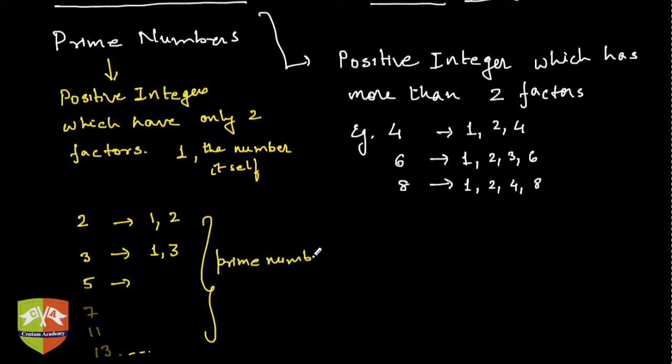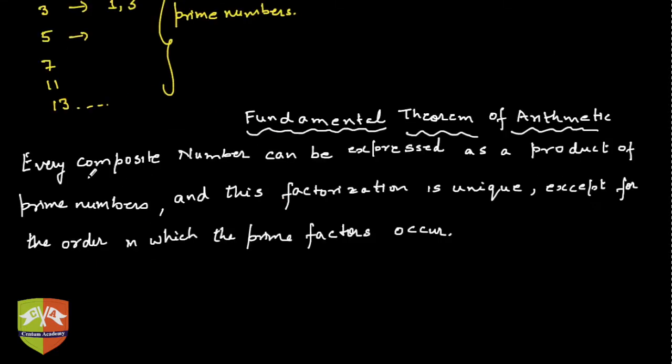Now, what does the Fundamental Theorem of Arithmetic say? The definition written over here is: every composite number, now we know what a composite number is, can be expressed as a product of prime numbers. And it goes on to say that this factorization is unique also. Whatever factors you get, they will be unique. You cannot get different factorizations for one composite number, except for the order in which the prime factors occur. Let's take an example.